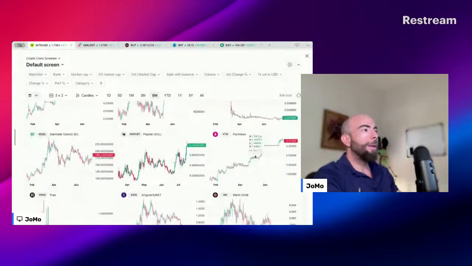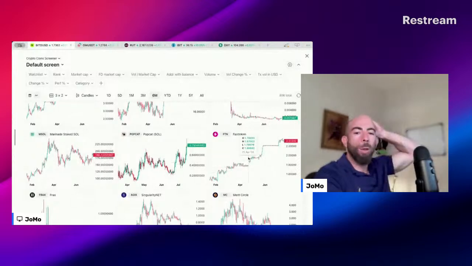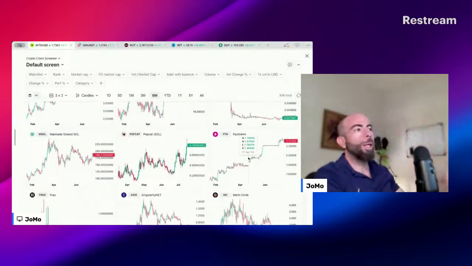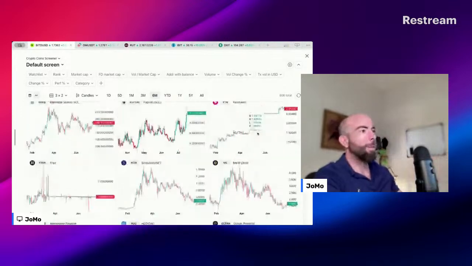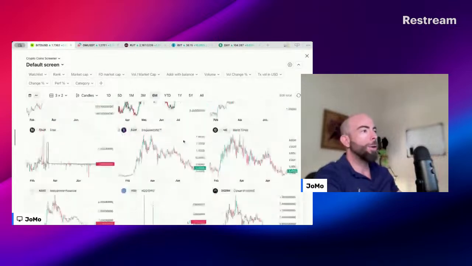FTN looks really interesting, but I don't like how it's behaving. This is a really thin, no volume, no liquidity type coin. If I buy even $5,000, I'll move the price action on this. So it's not interesting for me. But if this was something that I didn't know, I would for sure put this on my focus list, right? But I don't want this on my focus list. Why? Just because it's too thin for me to trade.